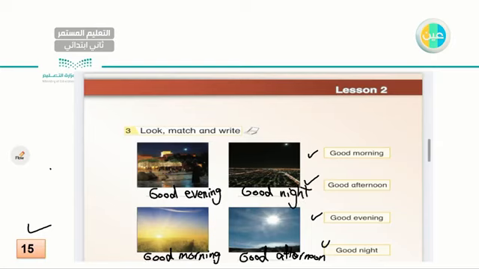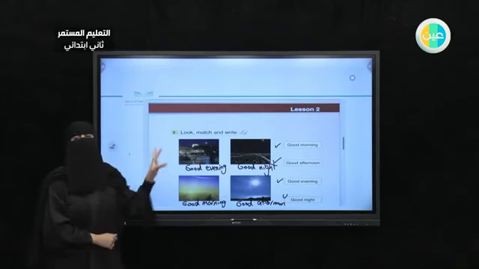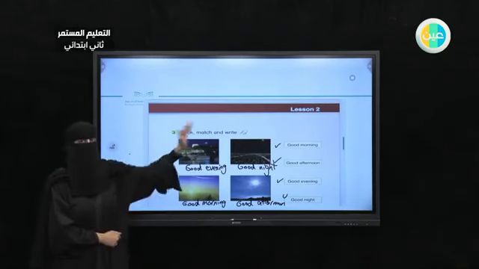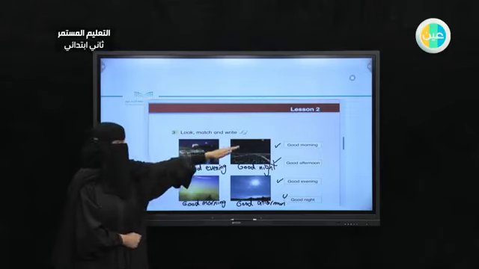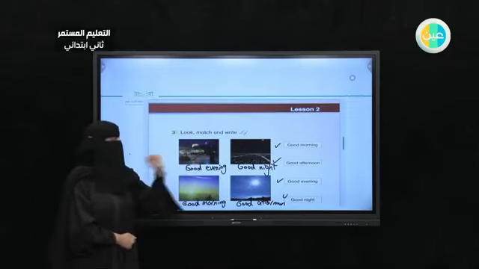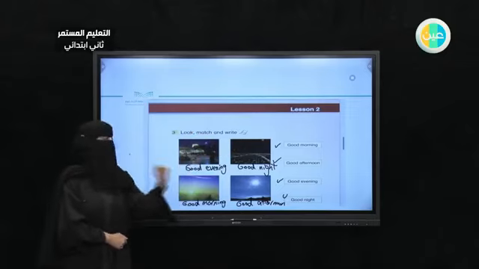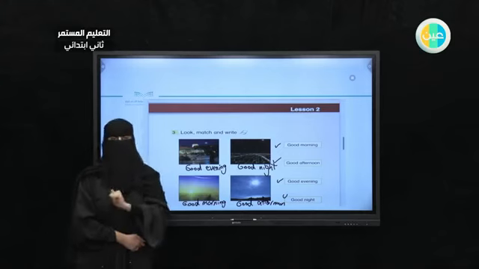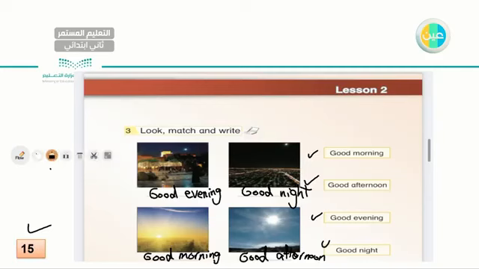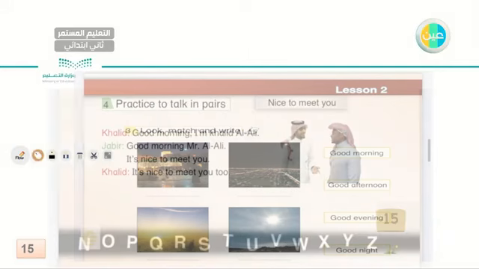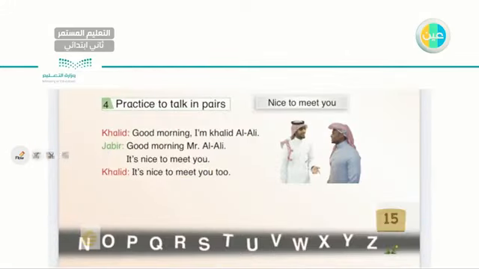Very good. So these are the 4 words linked to the 4 parts of the day with the pictures, okay? So let's go through them one at a time. Good morning, good afternoon, good evening, and good night. Very good. Let's go to the next part of page 15. So we have this number 4. We have two men talking. Let's read the conversation between them.